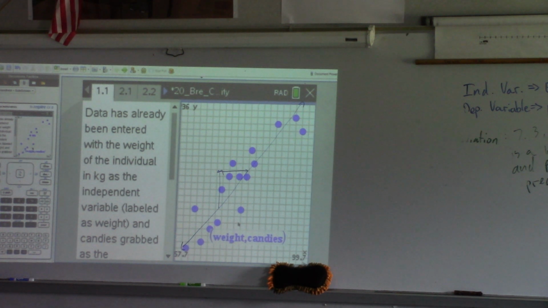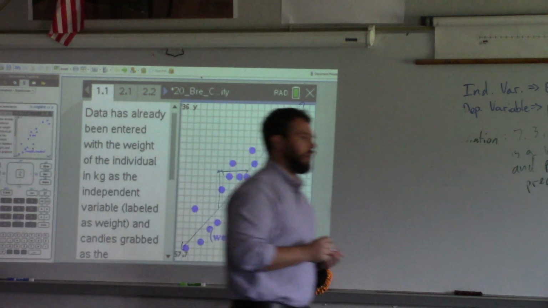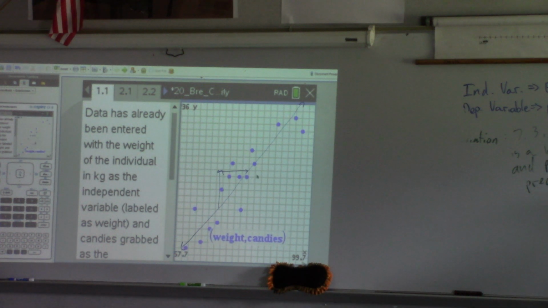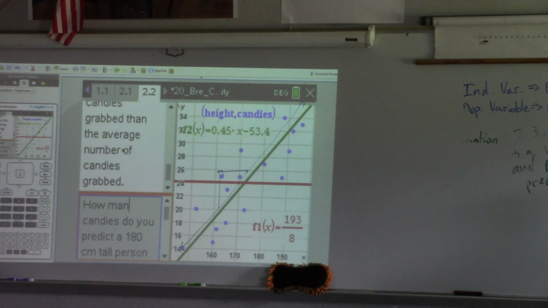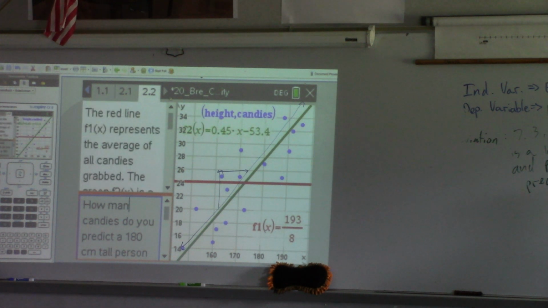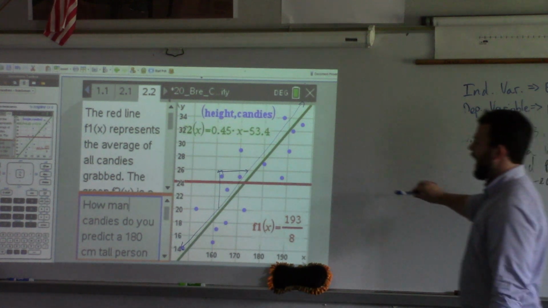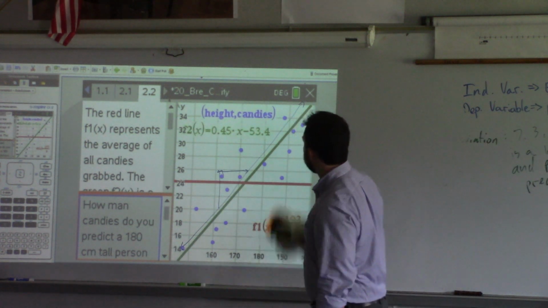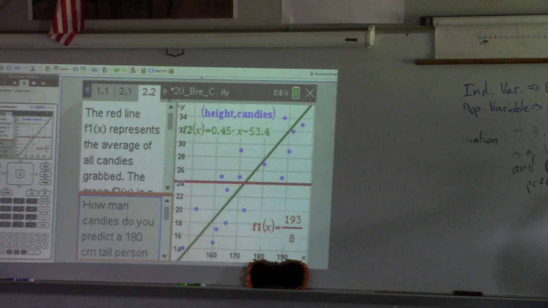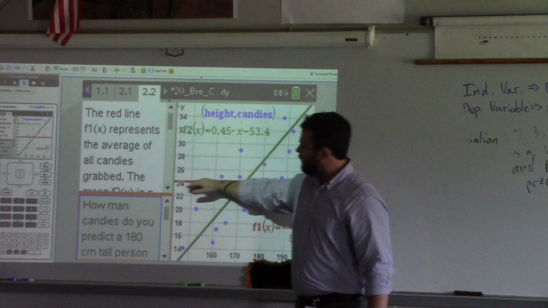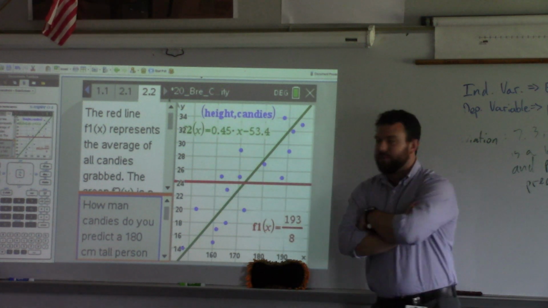The slope. We're going to use this unit to review a little bit about linear functions in general while still doing the statistics that is supposed to be covered in Algebra 2 class. Now, let's take that over to 2.2. And this is an important question that we all need to look at together. Okay, 2.2. The very first part says, hey, the red line, F1 of x, represents the average of all candies grabbed. What does it look like the average of all candies grabbed is? So we're around what? 24, right? Roughly 24 candies is the average of how many have been grabbed.